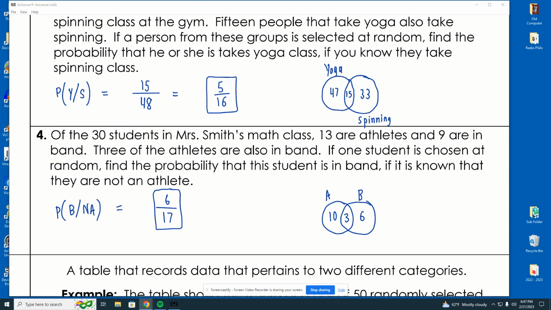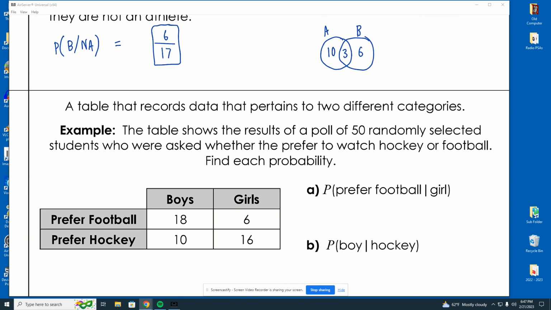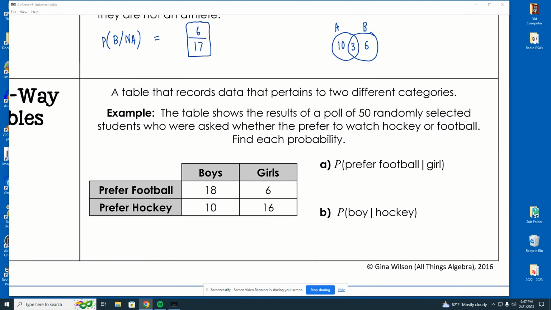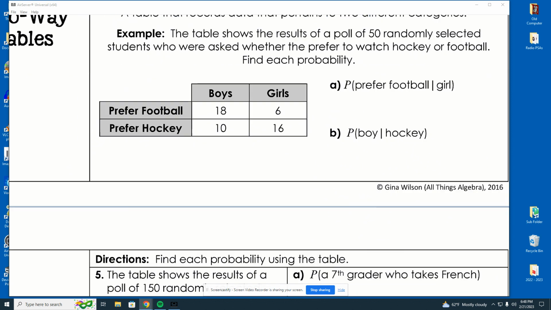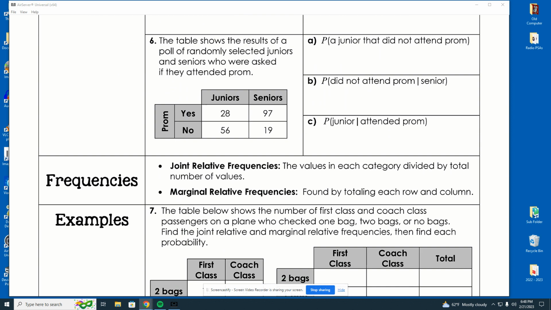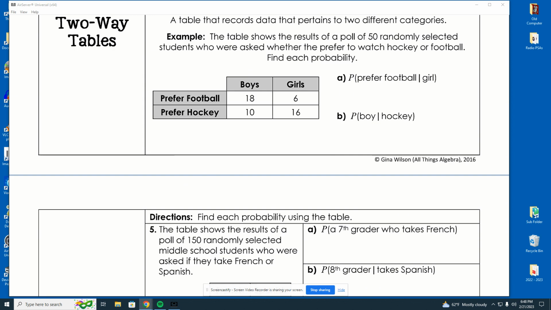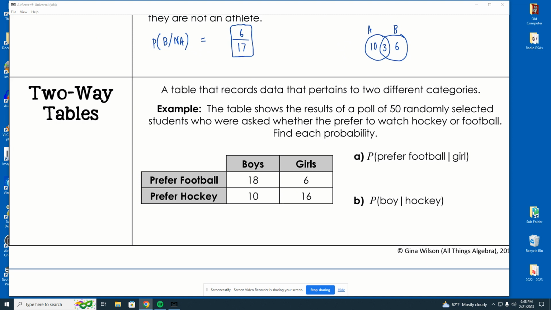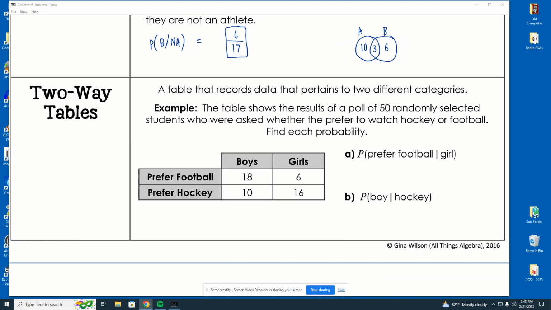Okay, so we're going to move on into two-way tables. These are a little bit easier because you can really kind of limit your numbers based on your condition. We're going to go to the back as well and do a couple more examples of those. But we're not actually going to do the frequencies today. We're actually not going to do frequencies at all. Okay, so once we get these two-way tables knocked out, we'll be in good shape.